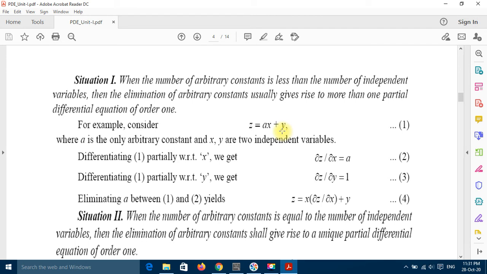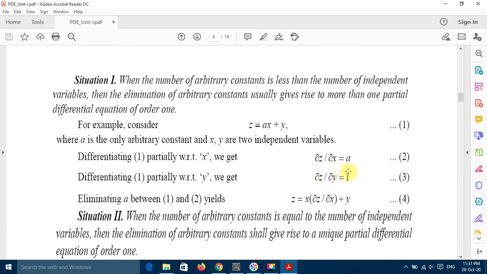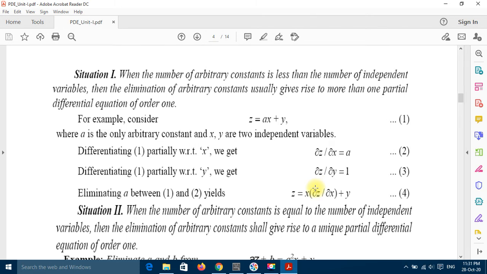Here you can see del z upon del y is equal to 1 is also a partial differential equation. So this partial differential equation denoted by equation number 4 need not be unique, because the partial differential equation del z by del y is equal to 1 also does not contain any arbitrary constant. So the partial differential equation corresponding to equation 1 is not unique.